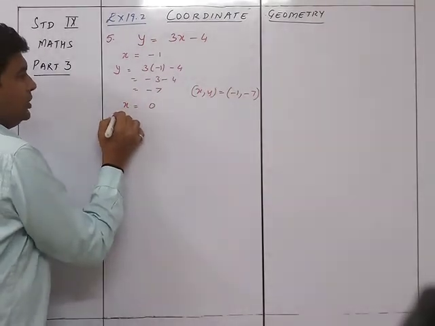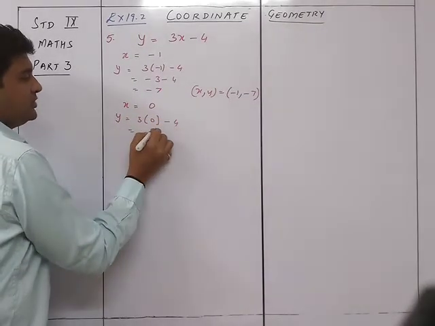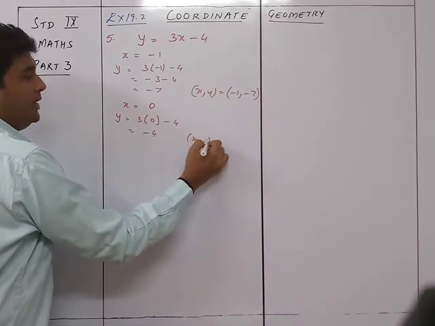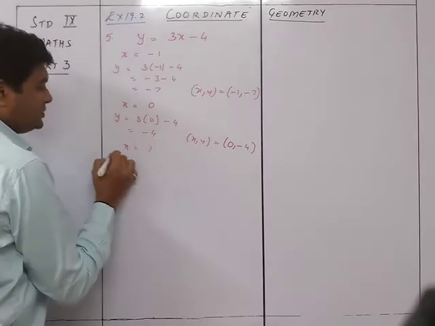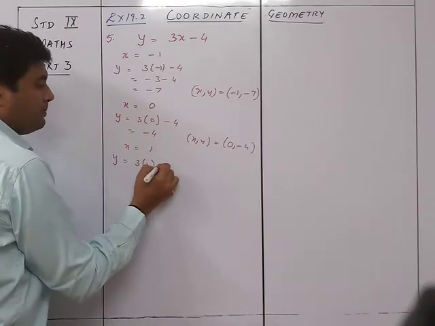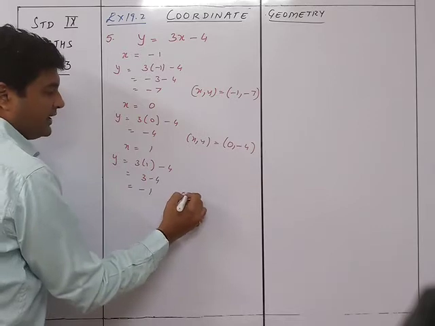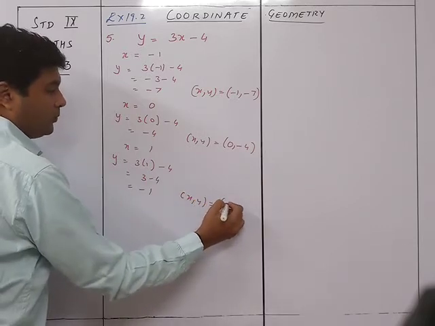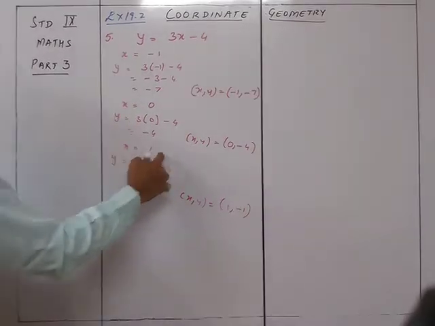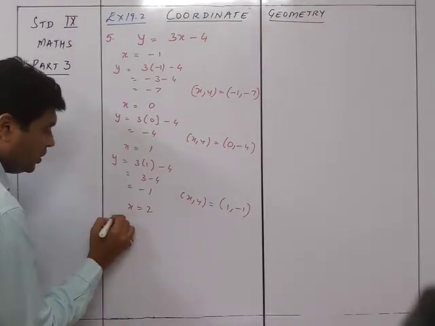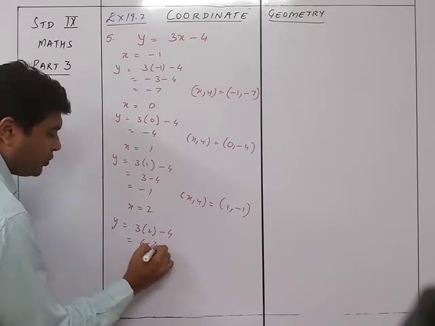I took 0 first, so y is equals to 3 into 0 minus 4 will be equal to minus 4. So x comma y will be equal to 0 comma minus 4. The next is x is equals to 1. So y is equals to 3 into 1 minus 4 is equals to 3 minus 4 is equals to minus 1. So x comma y will be equal to 1 comma minus 1. So I can try one more thing, and that I can take as 2. So x is equals to 2. So y is equals to 3 into 2 minus 4 will be 6 minus 4 is equals to 2.